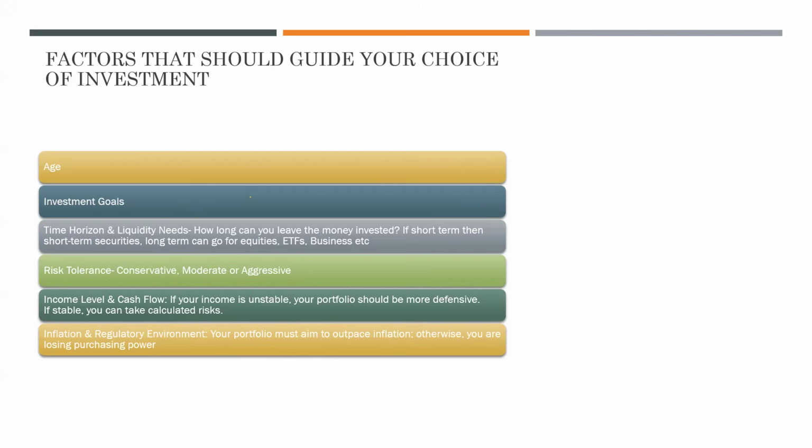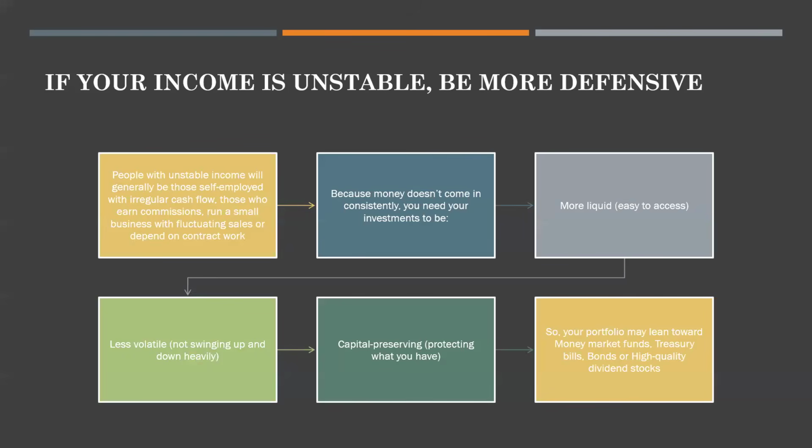The last part is inflation and regulatory environment. I want to move fast right now. If your income is unstable, you have to be more defensive. People with unstable income will generally be those self-employed with irregular cash flow, those who earn commissions. You work for a real estate business and you earn commissions, or you run a small business with fluctuating sales, or you depend on contract work.